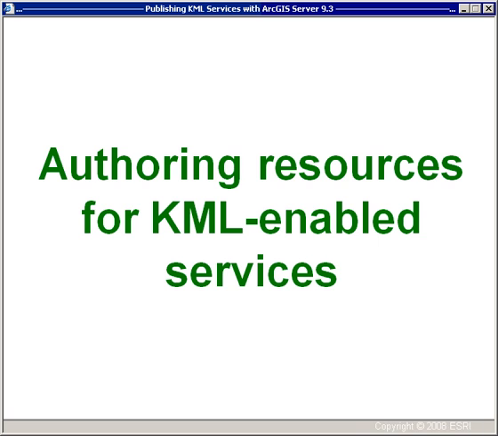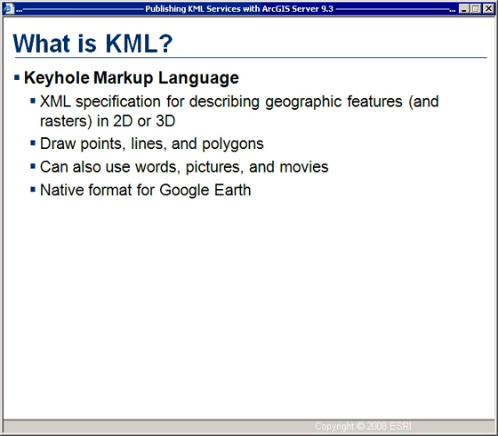KML-enabled services. The first question that's probably rolling around your head out there is, what is KML? For those of you that are not familiar with it, it's Keyhole Markup Language, and it's actually an XML specification for describing geographic features. This can be vector features, raster features, 2D or 3D. You can draw points, lines, and polygons, but also you can include words, pictures, movies if you want. There's a lot of additional things you can add in, as long as your KML client supports it.